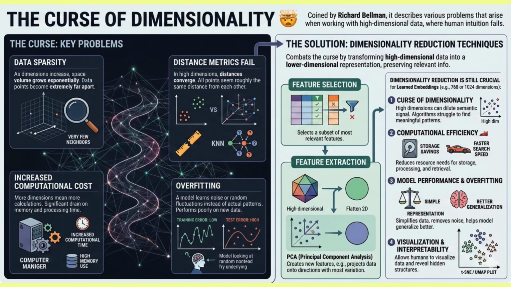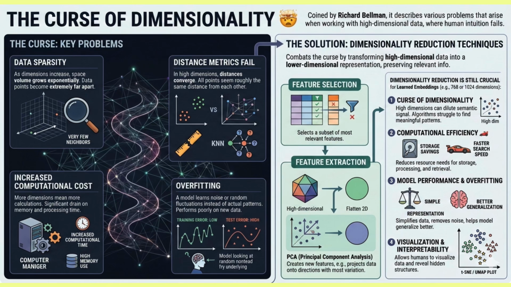So the distance metrics fail. In high dimensions, the distance between any two data points tends to converge, meaning they all seem to be roughly the same distance from each other. This makes distance-based algorithms like k-nearest neighbors much less effective. We also have increased computational cost. More dimensions mean more calculations, which can be a significant drain on memory and processing time.